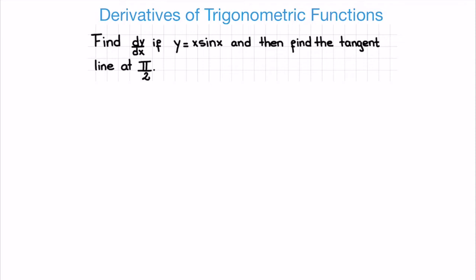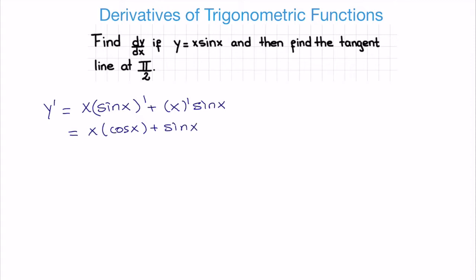As you can see, we have a product, so we apply the product rule. The derivative of y is going to be keep the first, derive the second, plus derive the first, and keep the second. X, the derivative of the sine, is the cosine, plus the derivative of x is 1, so this is just sine x. So this is x cosine x plus sine x. So what we got here is the derivative of y with respect to x. And this is my derivative function. It tells me the slope of the tangent line at any x.